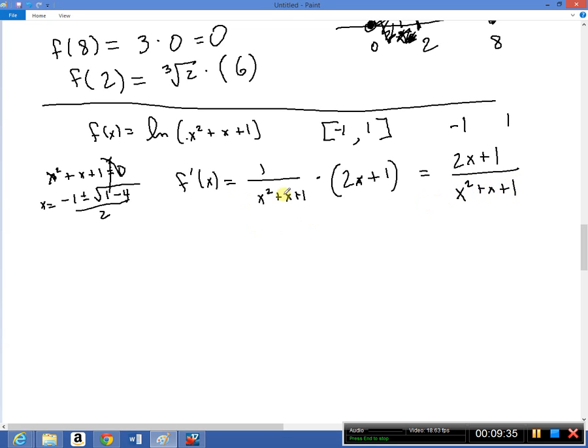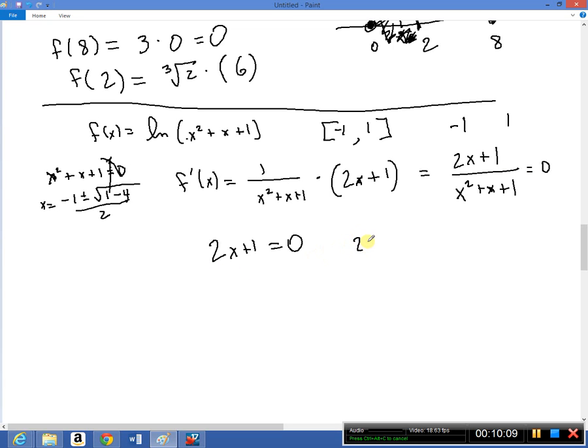And now we ask, is it possible for the derivative to not exist? Well, the derivative wouldn't exist if the denominator turned into 0. But we've already analyzed that x squared plus x plus 1 cannot be 0. Quadratic formula told us that can't happen. So this function has no critical points of the second type, no places where the derivative does not exist. So the only critical points that we can get are places where 2x plus 1 equals 0. This is a fraction. The only way it can equal 0 is to have the numerator equal to 0.